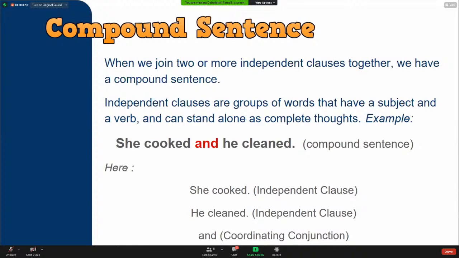But before talking about clauses, we have to understand what clauses are. Clauses are like this.